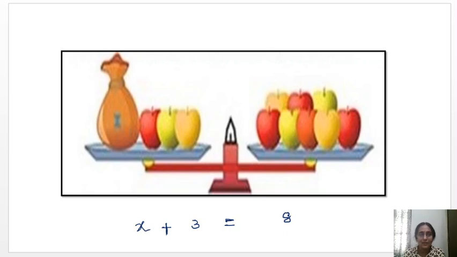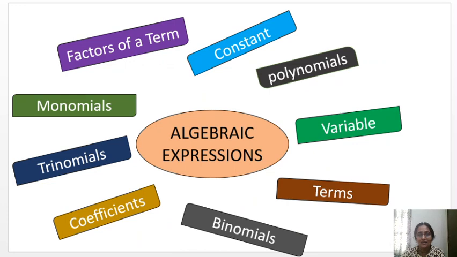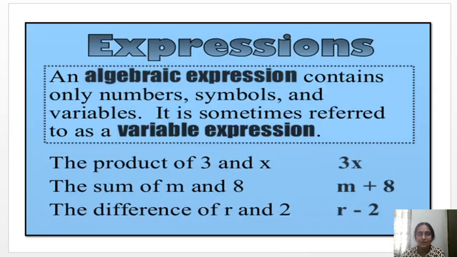There are many terminologies in an expression, that is constant, variable and terms, monomials, trinomials, coefficients, etc. The polynomial is a new word for you, right? And the factors of a term is a new word. We will put all these terminologies in a systematic manner to learn algebraic expression. First of all, you know expression now. You know how to differentiate between expression and equation now.